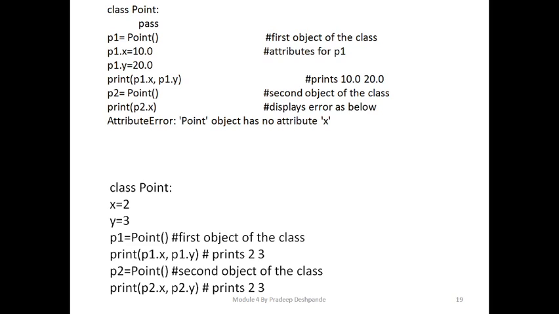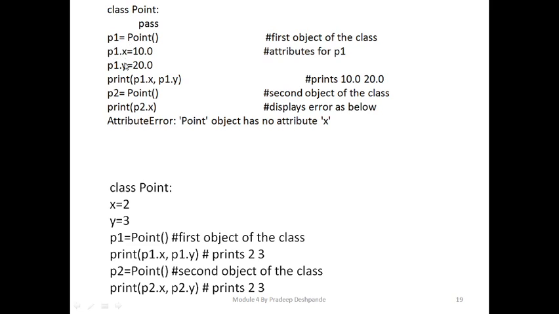I will show you with an example here. So this is one class, Point, where we are not defining anything. As you observe here, we don't have any variables. So p1 equals Point, we are creating the object p1. p1.x = 10, p1.y = 20. So these x and y are called instance attributes because they are taken for the object p1.